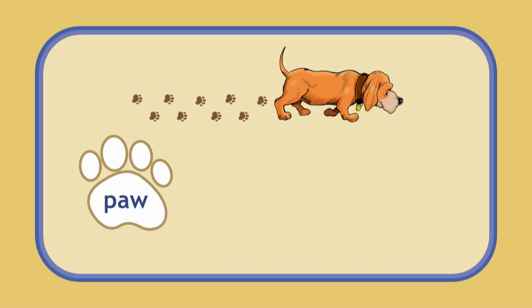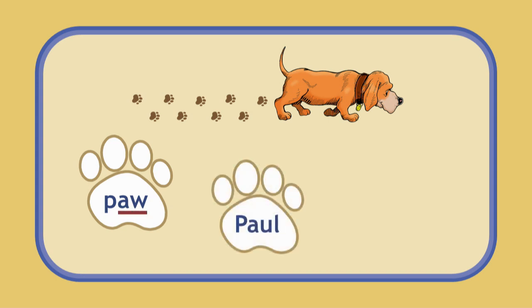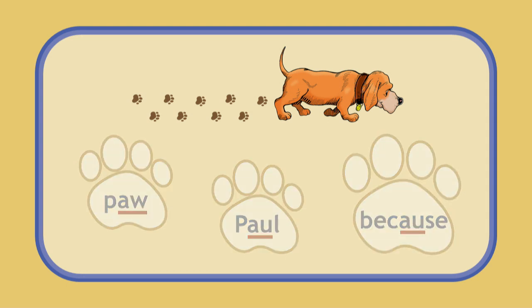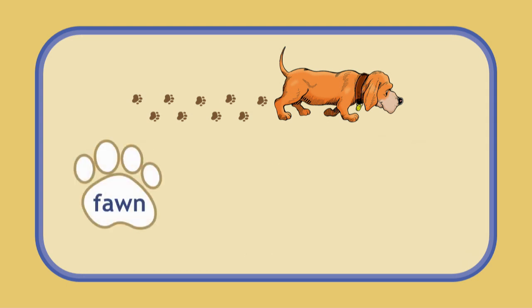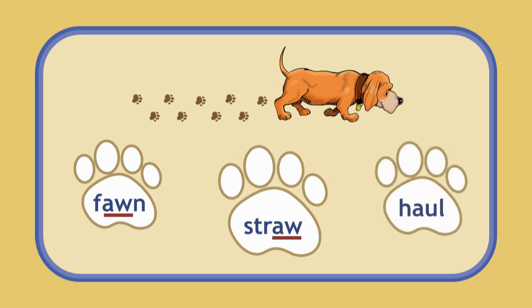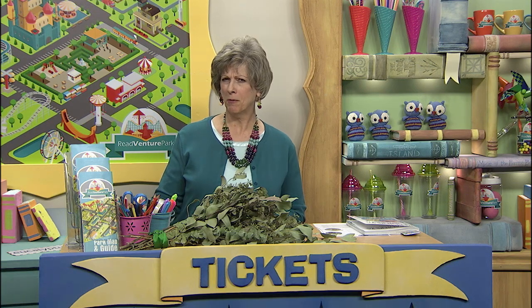What do you think it is? Paw. Paul. Say it before I do. Because. Fawn. Straw. And hall. Now, those weren't too hard, were they?